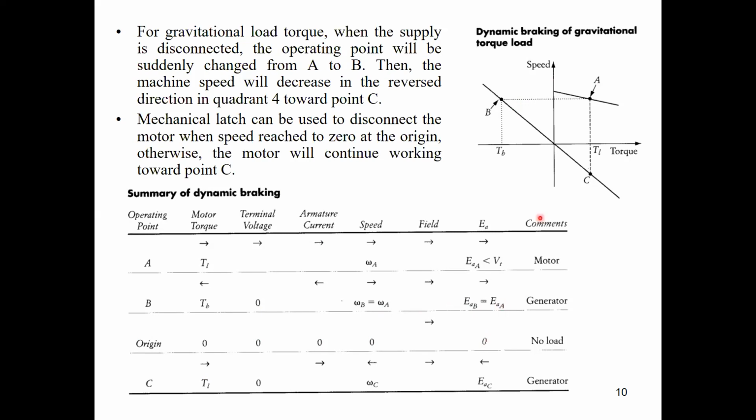At the origin point, in this case, we will have 0 torque and 0 current as well, 0 terminal voltage because there is no supply, 0 speed, the field is not important now, and 0 EMF. This represents the no-load case. However, we need to add a mechanical latch in order to hold the motor at that point. Finally, at point C, if we leave the motor to operate with the load, it will convert to generator mode, and at this instant we'll find positive torque again. We'll have 0 terminal voltage. Armature current will be positive again, and the speed will be reversed. We don't care about the field, and the EMF will be reversed as well. So this is a summary of the dynamic braking characteristics.